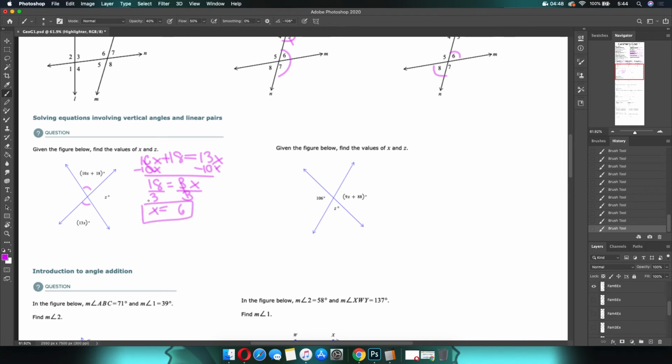Okay, next up I have to find z. Z is a little bit trickier, but remember, supplementary, that's a number. Supplementary is 180, so I can go eeny, meeny, miny, mo. We'll do these two.